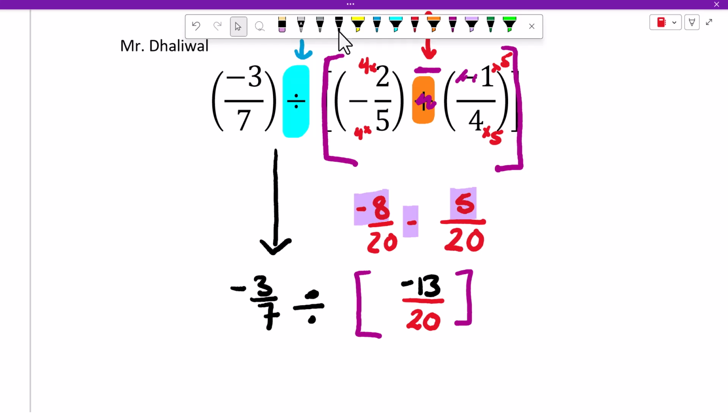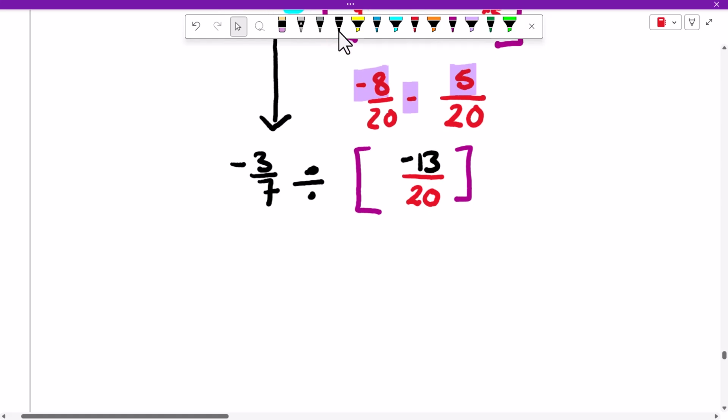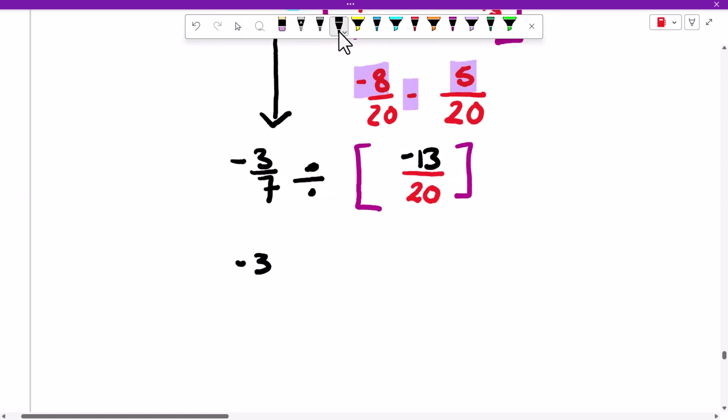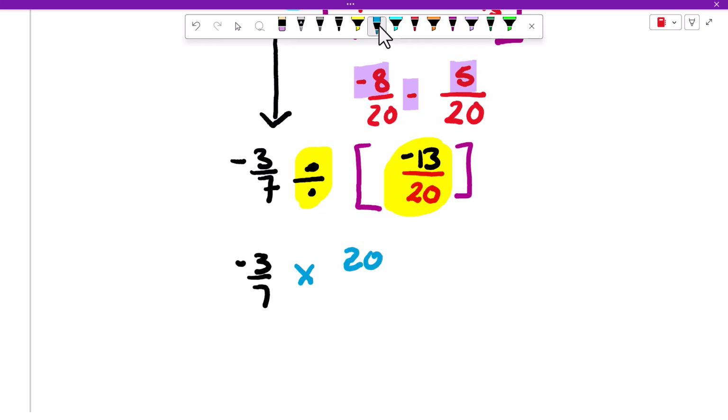First fraction stays the same. Change the dividing to a times. Change that fraction around. So the first fraction stays the same. Negative 3 over 7. And this stuff is what's flipping. Change that to a times. Flip this, 20 over 13. But keep the negative on the top. Okay?